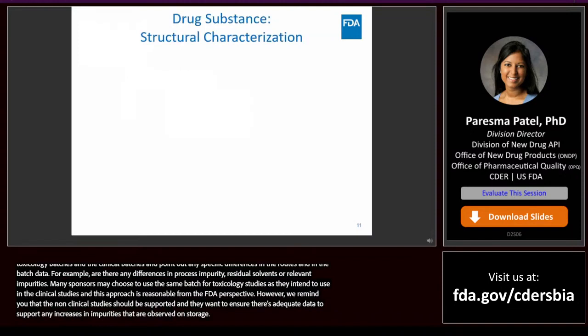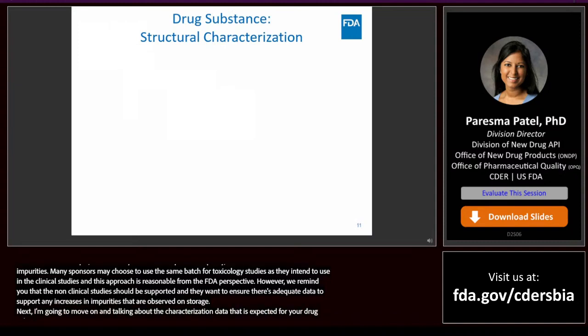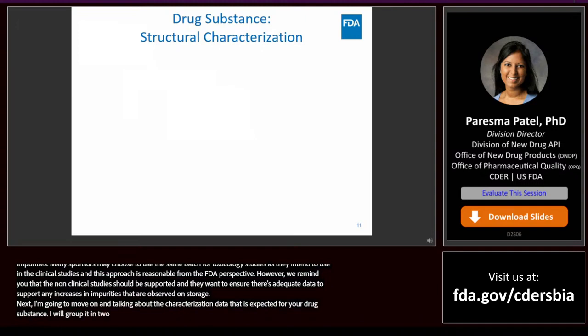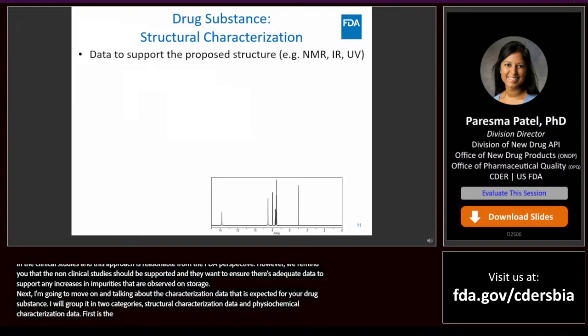Next, I'm going to move on to talk about the characterization data that is expected for your drug substance. I'll group this into two categories: structural characterization data and physicochemical characterization data. First is the structural characterization data. This is the data that is needed to support the proposed structure of the drug substance.